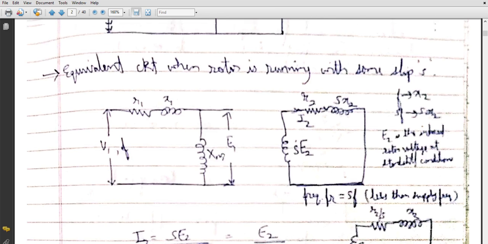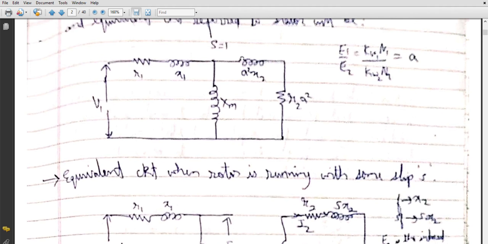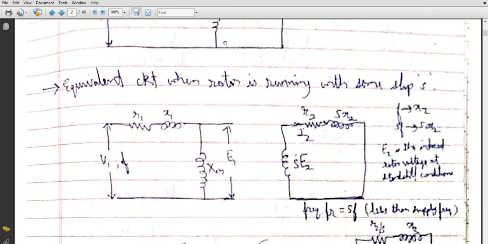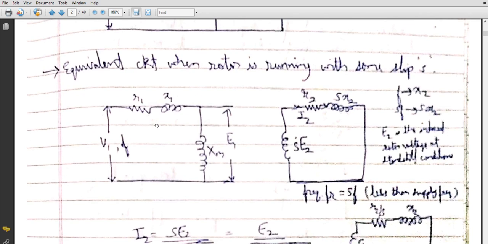So this was your equivalent circuit when the rotor was stationary. This is what we developed in the previous lecture. You can see that the slip is equal to 1. This is very important. Now in today's lecture, we'll see what happens to the equivalent circuit when the rotor starts rotating at some slip s.